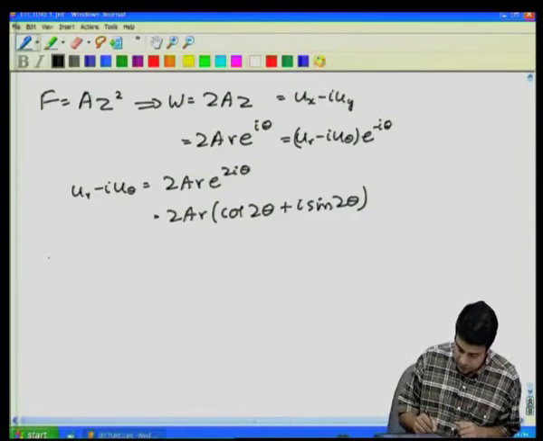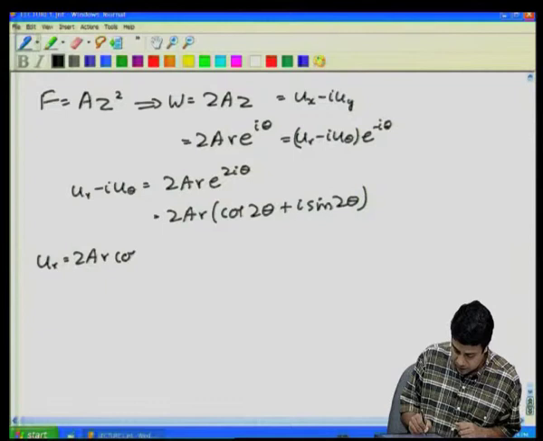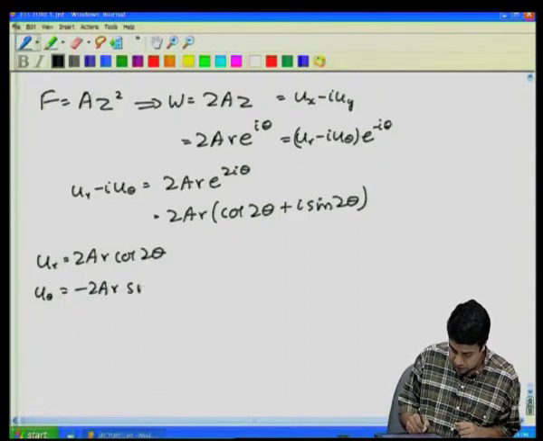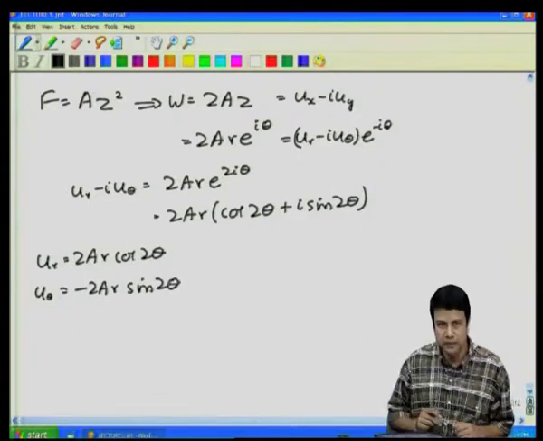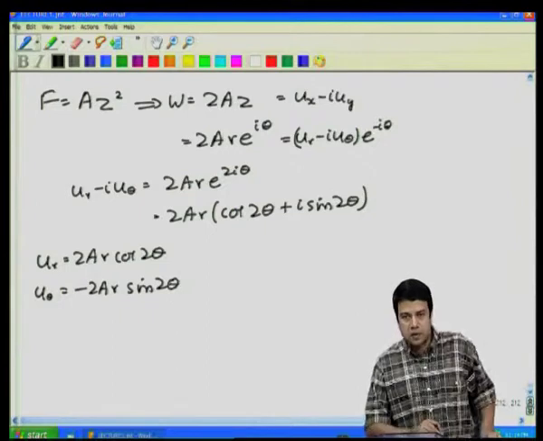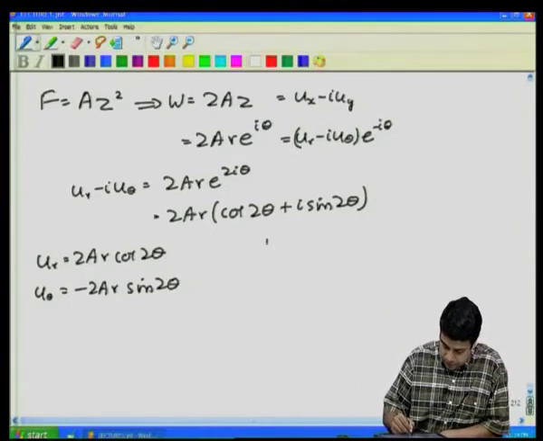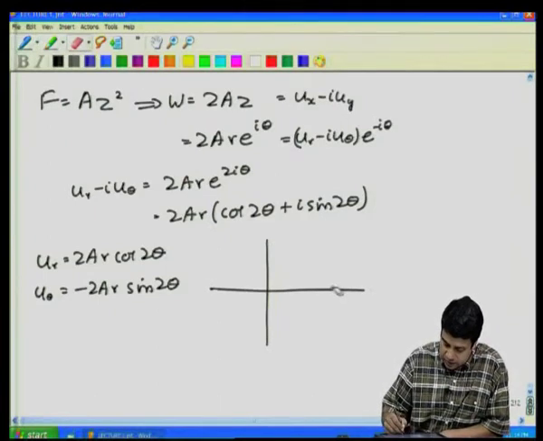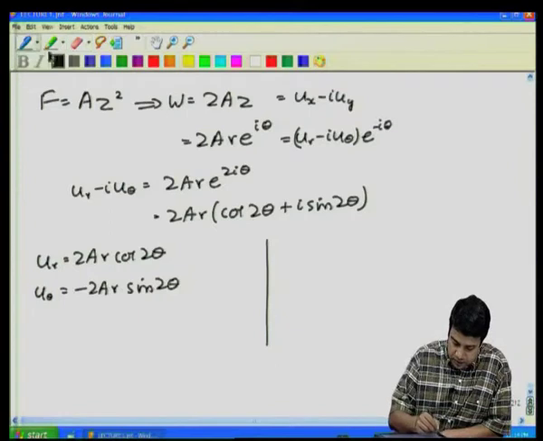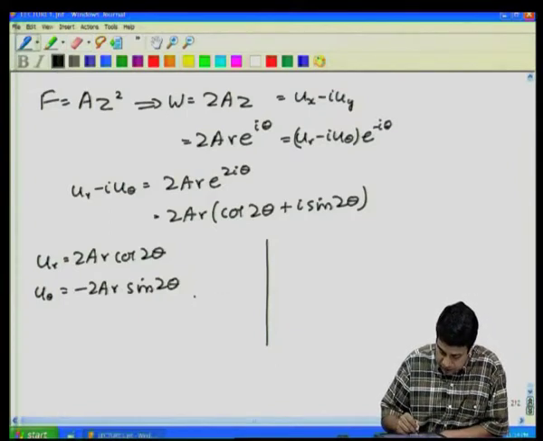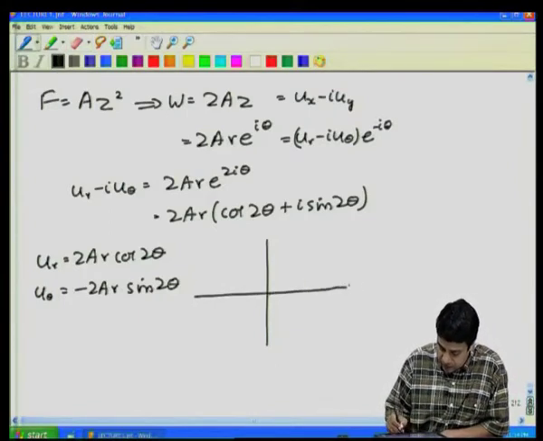So, therefore, the velocity field satisfies u_r equal to 2a r cos 2 theta, and u_theta equal to minus 2a r sin 2 theta. So, now let us try to plot this velocity field. As you know, r is the radial coordinate and theta is the polar coordinate, the angle from the x axis.